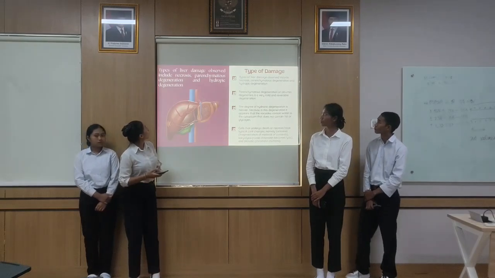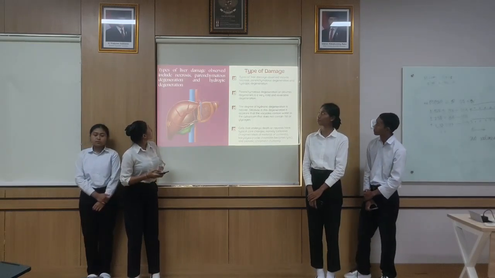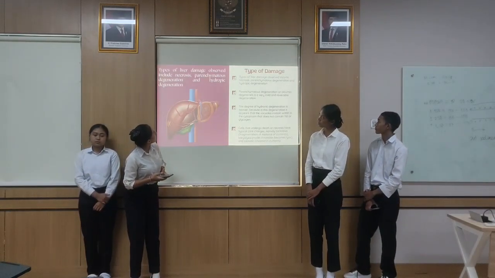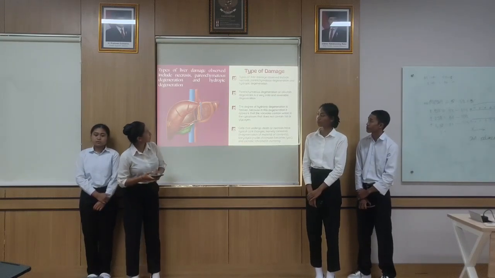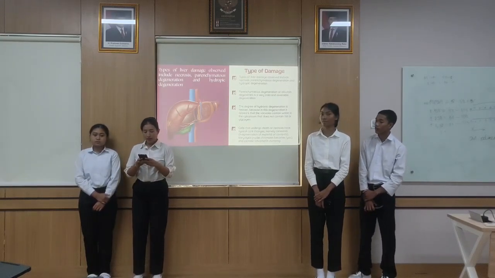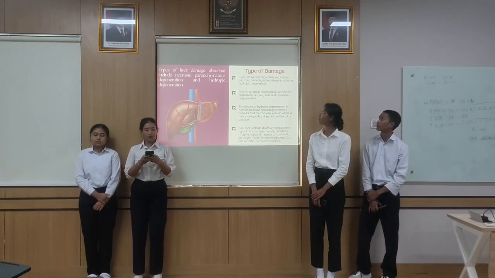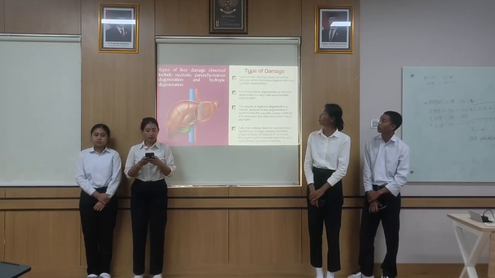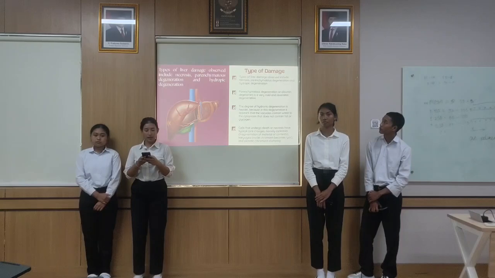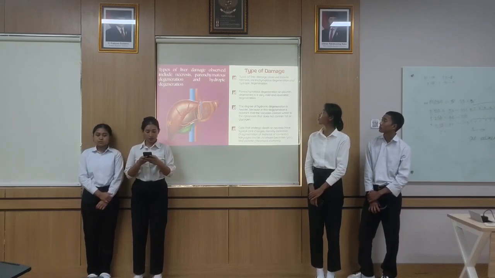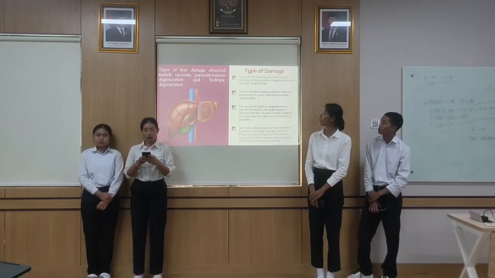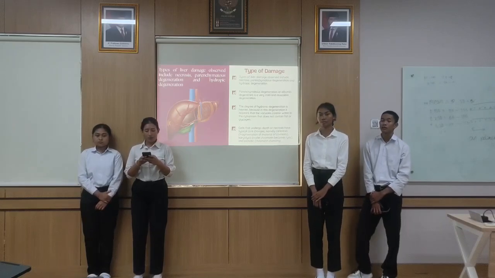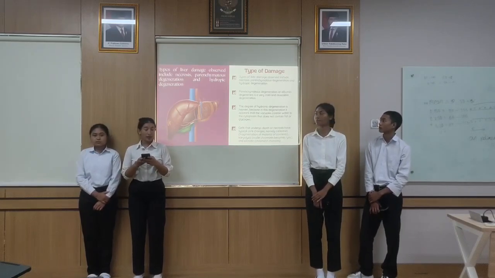Types of liver damage observed include necrosis, parenchymatous degeneration, and hydropic degeneration. Parenchymatous degeneration, or albumin degeneration, is a very mild and reversible degeneration.